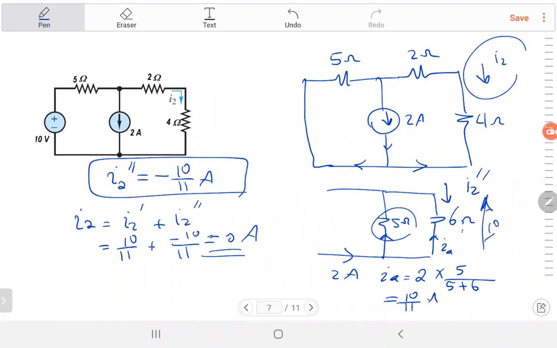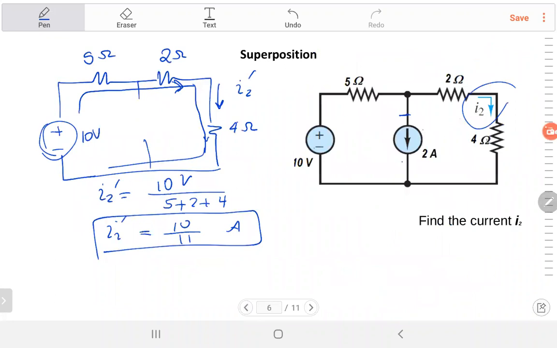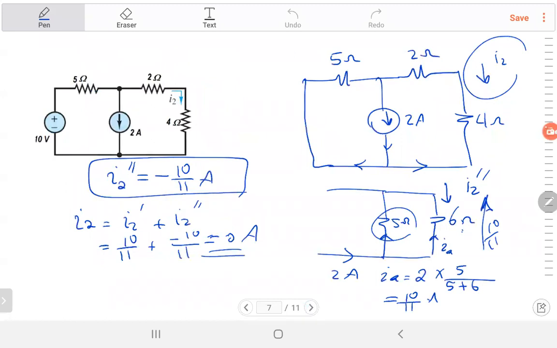That's 10 over 11. But I2 I didn't assume, it was given in the problem. Find I2. So it's imposing the direction on me. So I said, okay, the corresponding current, according to the direction given to me, would be the minus. Yeah. You got it?